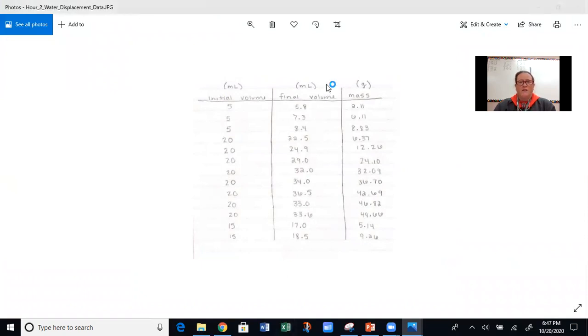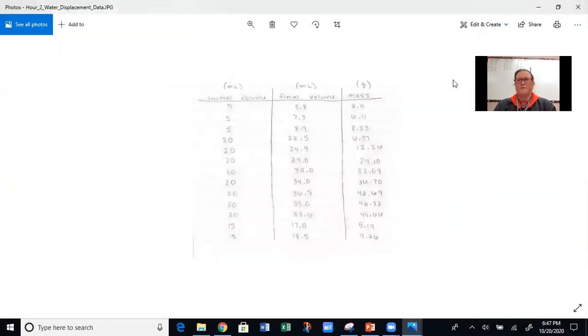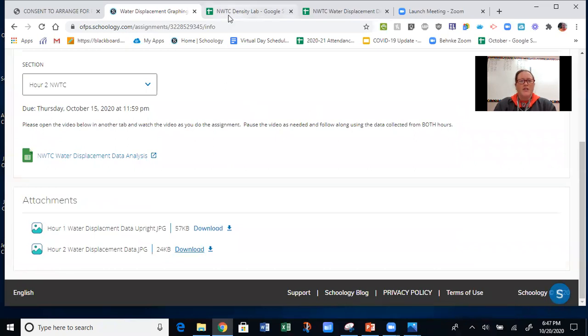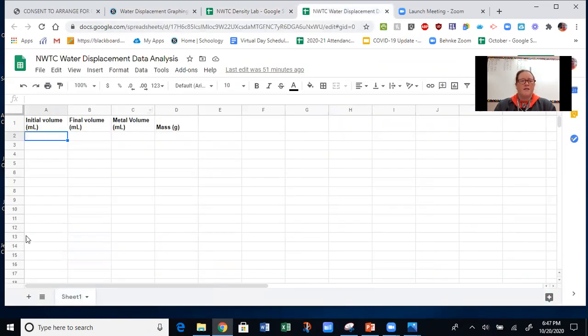So in the spreadsheet, shoot, I accidentally tried opening up Excel. In the spreadsheet, of which yours looks like this, what I would like you to do is put the initial volume measurements in, the final volume measurements in. I didn't count how many there were in the second batch, but you need to make sure you include them all, and then the mass in this column.